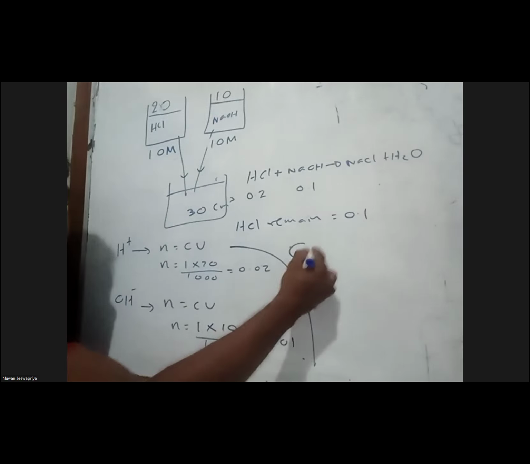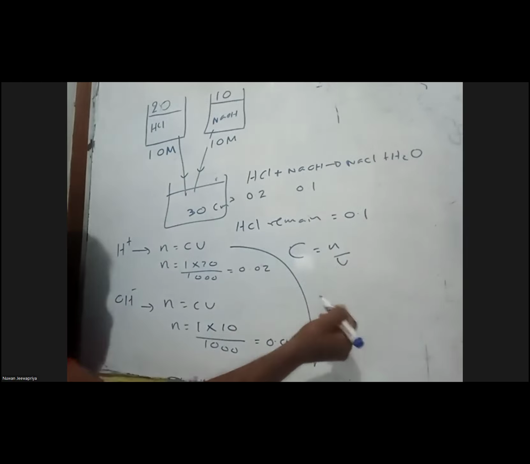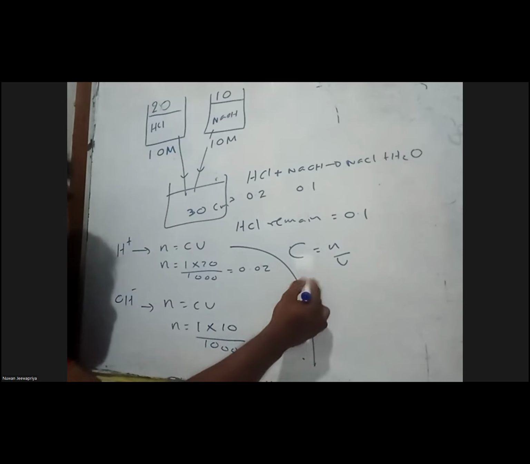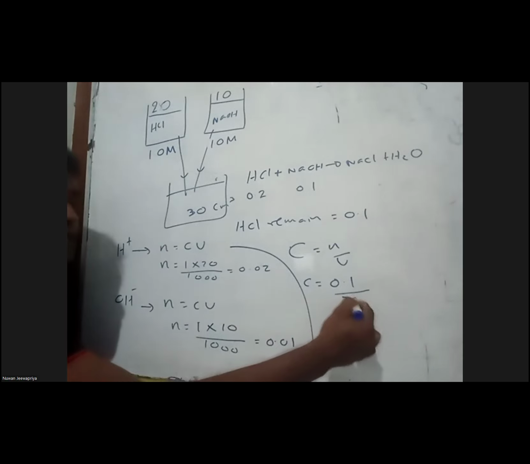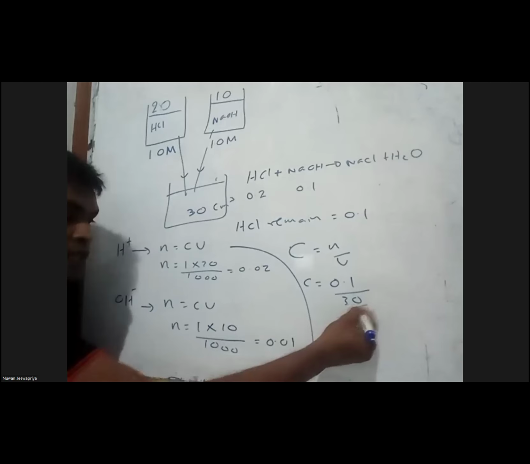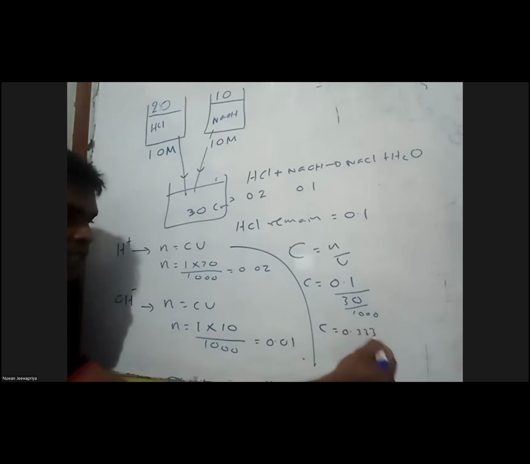Now I use c is equal to n over V. c is equal to 0.01, the moles of HCl remaining. The total volume this time is 30, so I want to convert that into dm³, so divide by 1000. Then the answer will be c is equal to 0.333, like that.